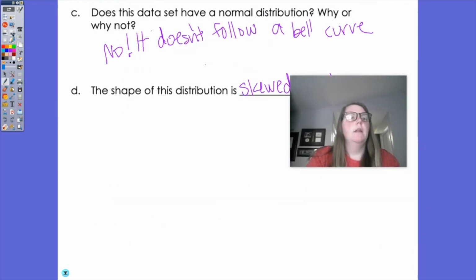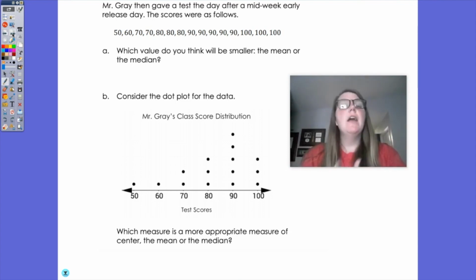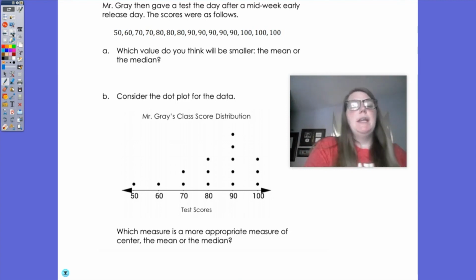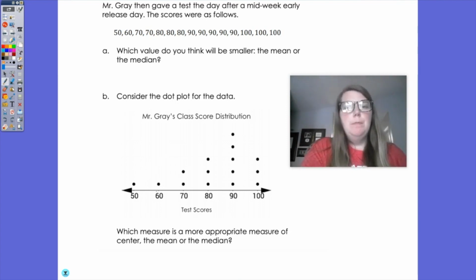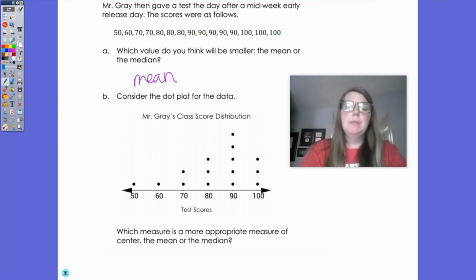All right, let's look at another situation. So Mr. Gray then gave a test after a midweek early release day, and the scores were as follows. Which value do you think will be smaller, the mean or the median? Well, the data has now moved to the other direction. So these data over here are going to pull the mean to be smaller. So the mean is actually going to be smaller.